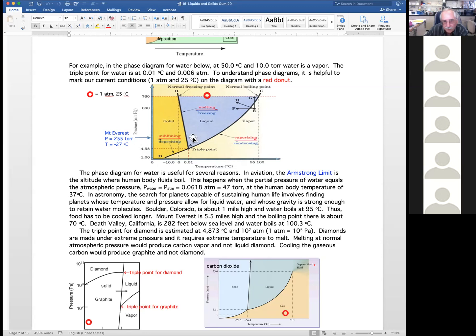So you can see that, no, we're not even near the triple point. Couldn't get there. If you're at Mount Everest at this particular pressure and you simply raise the temperature trying to get to the triple point, you'll never get there.